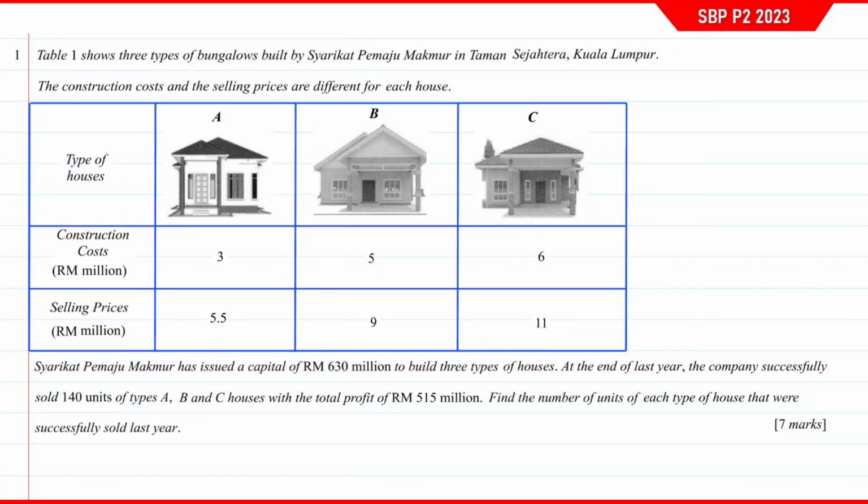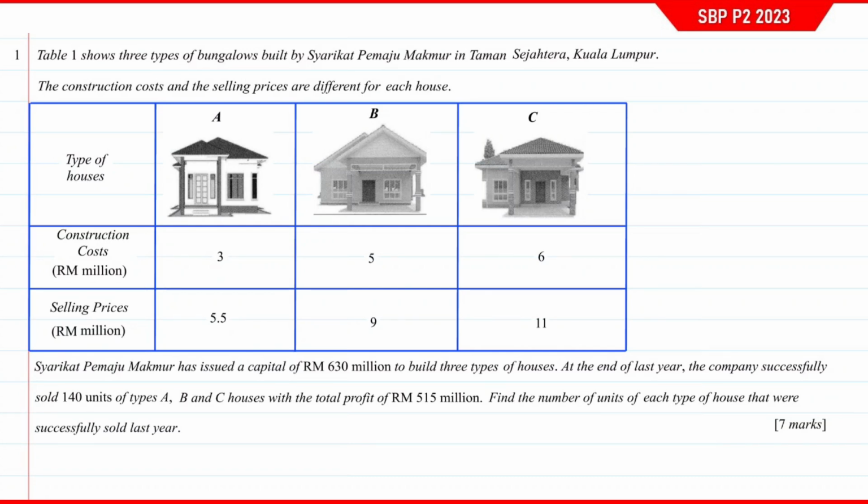Question number 1. Table 1 shows 3 types of bungalows built by Syarikat Pemaju Makmur in Taman Sejahtera, Kuala Lumpur. The construction costs and the selling prices are different for each house. Syarikat Pemaju Makmur has issued a capital of RM630 million to build 3 types of houses. At the end of last year, the company successfully sold 140 units of types A, B, and C houses with total profits of RM515 million. Find the number of units of each type of house that was successfully sold last year.